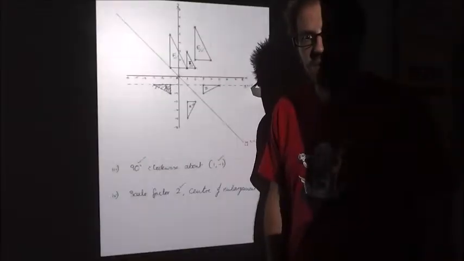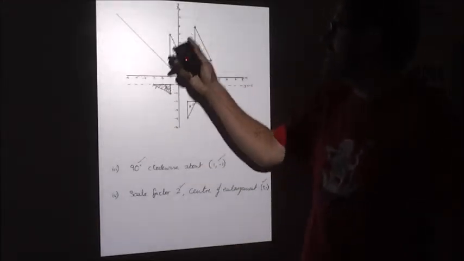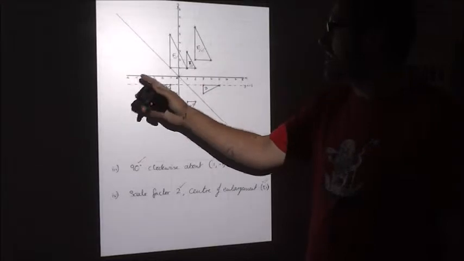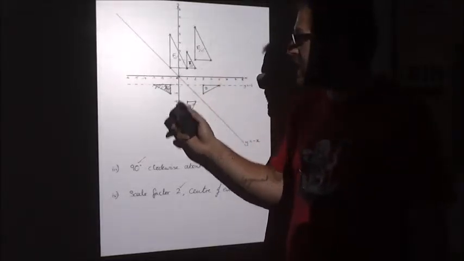Question 4 is about transformations. Draw your graph carefully, make sure you label X and Y, go all the way up to the required numbers that they suggest.